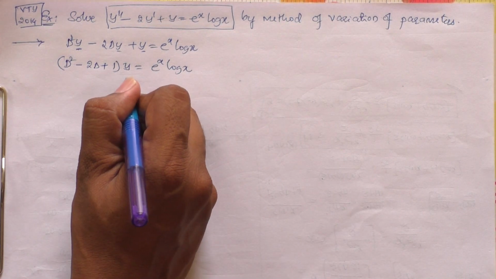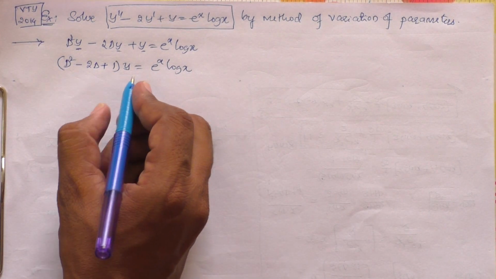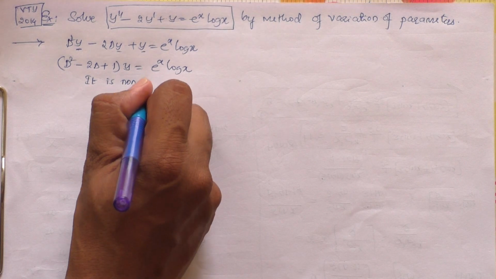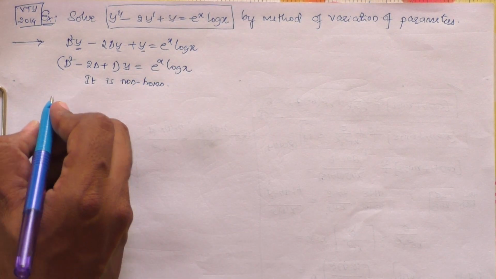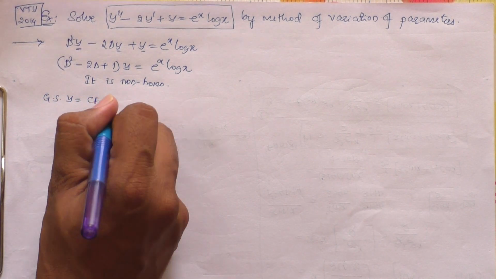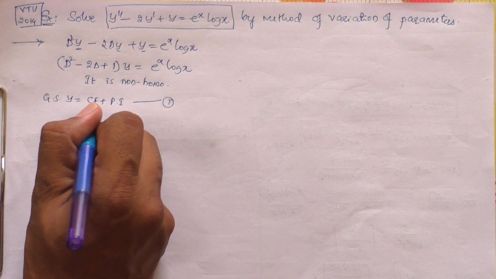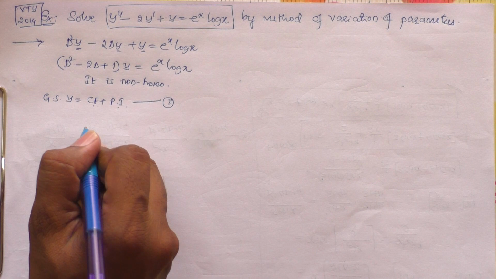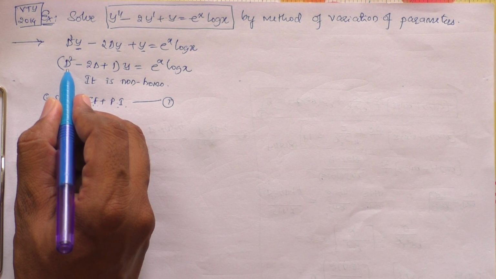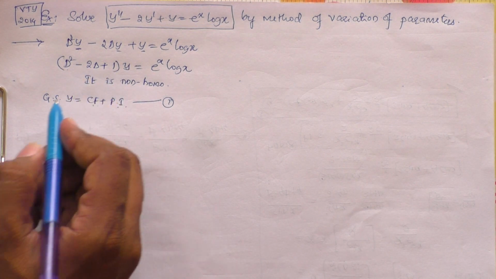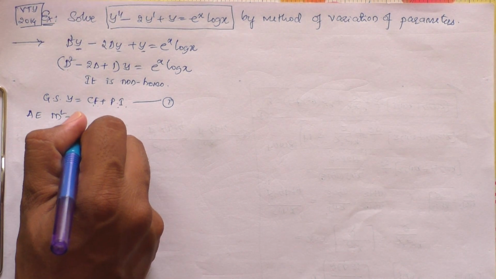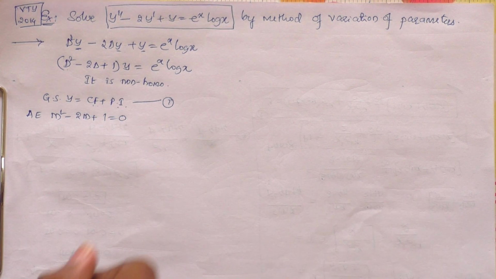Here it has a y term as well as an x term, so it is a non-homogeneous linear differential equation. In the case of non-homogeneous, we know the general solution is y equal to CF plus PI. Take this as equation number 1. Now we need to find CF and PI separately. Let us start with CF, for which refer to the LHS, which is d square minus 2d plus 1. By referring to this, write the auxiliary equation, that is, replace d by m: m square minus 2m plus 1 equal to 0.